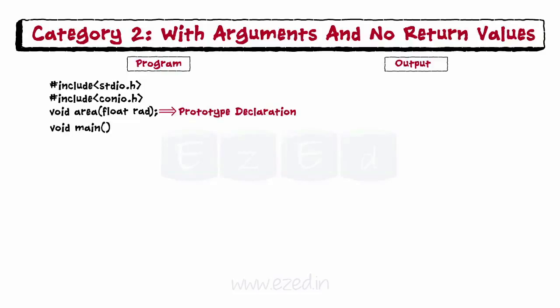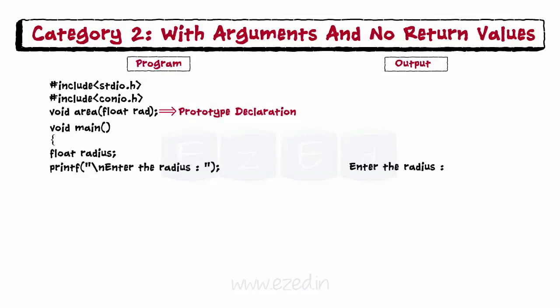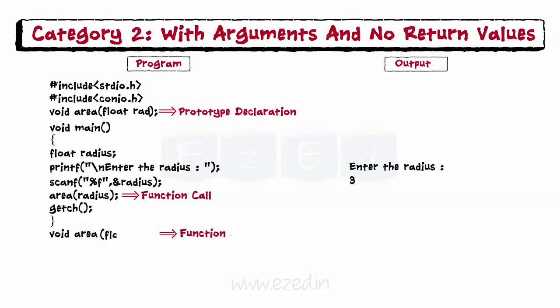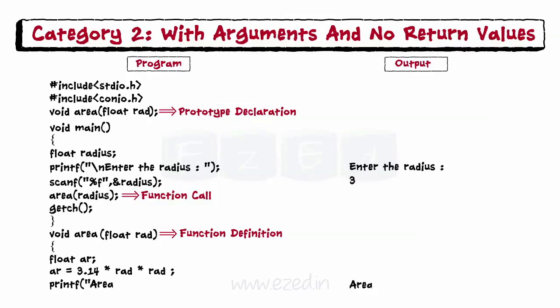Then we declare the main function followed by the variable radius. We ask the user to enter the radius and save it in radius using scanf. Then we write a function call to the function area, after which we end the function with the getch function. Now we write the definition of the function area. Note, the definition is the same as the declaration except for the semicolon. As the function calculates area, we define a variable ar for area. This line calculates the area using the area formula. Finally, we print the area.